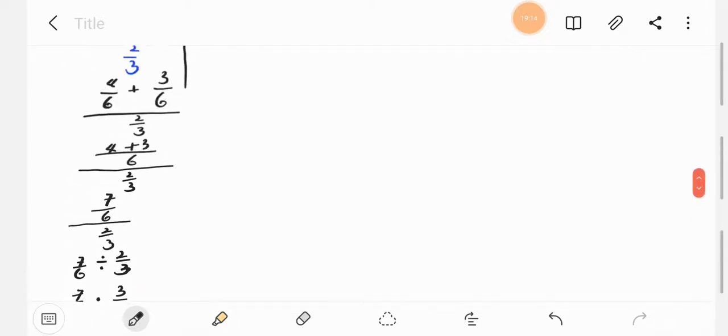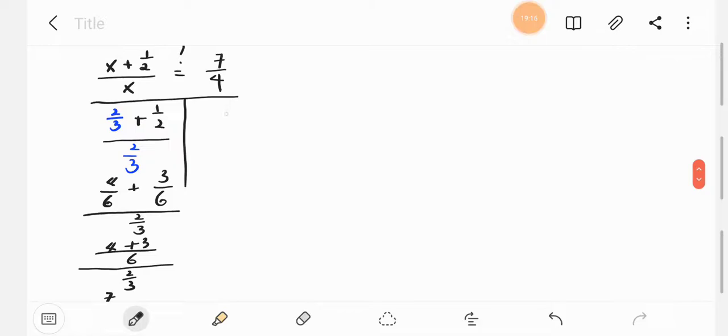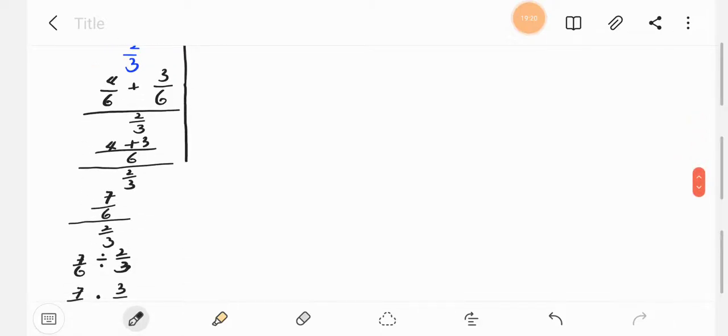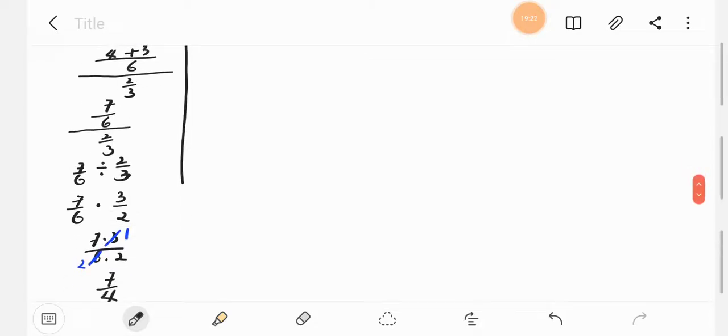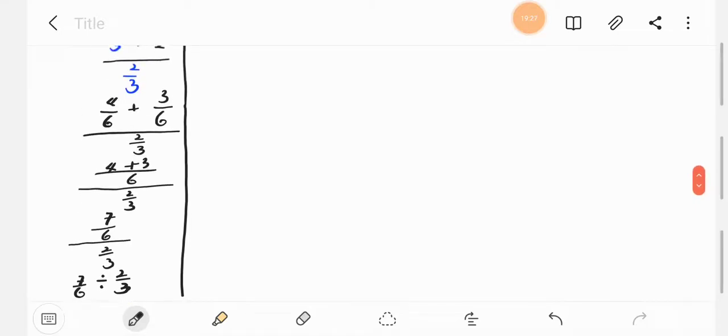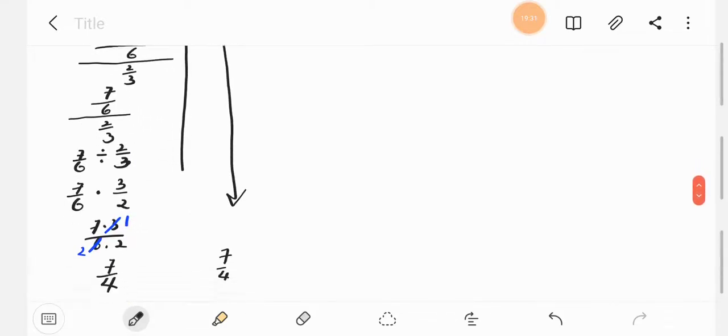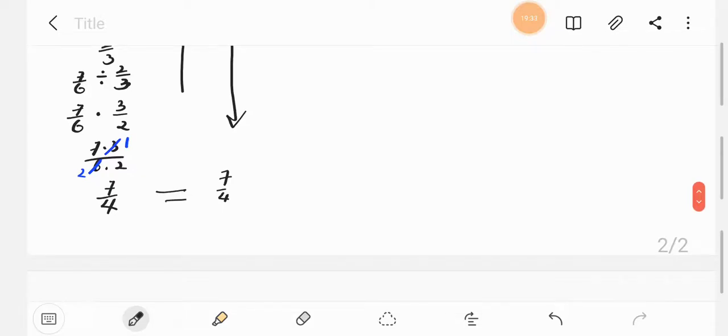Okay, now let's check. Bring this one down. This is 7 over 4, right? Okay, let me put it here. So this is equal to 7 over 4, right? So bring this one down, bring it all the way down. So this is equal, right? Equal. So yes, the answer is yes. 7/4 is a solution of the equation.